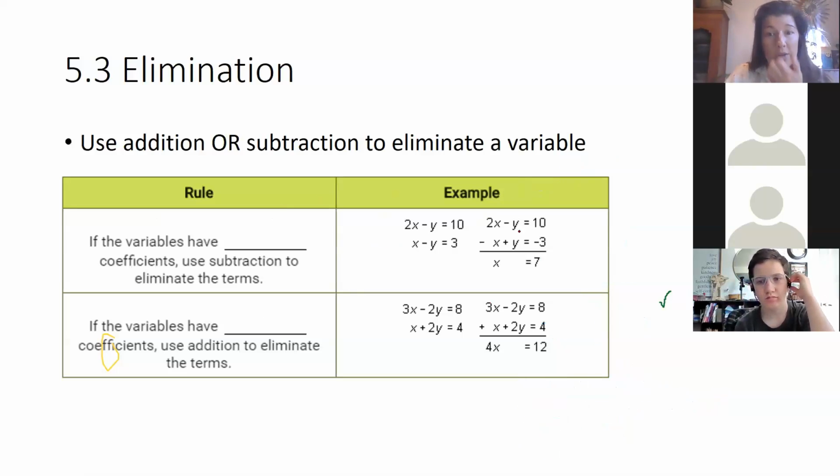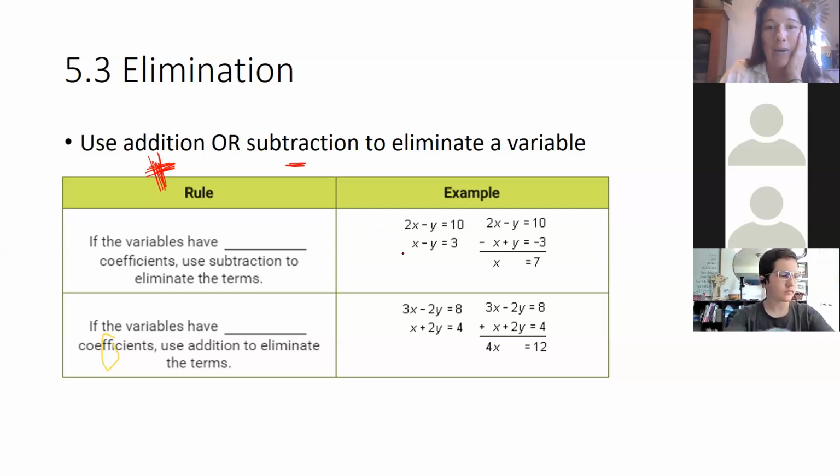Okay, let's talk about when we should use addition and when we should use subtraction. So we talked about that you can either add the two equations up or subtract the two equations to eliminate. And there's a trick here. You're going to want to think mentally ahead. So let's look at this example here. The first example.